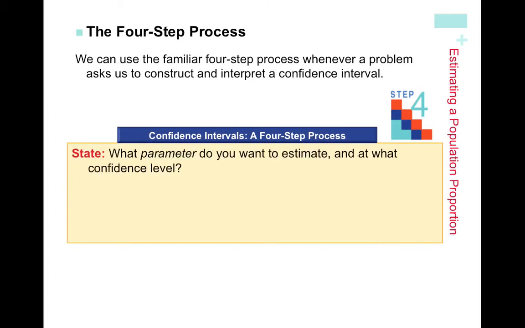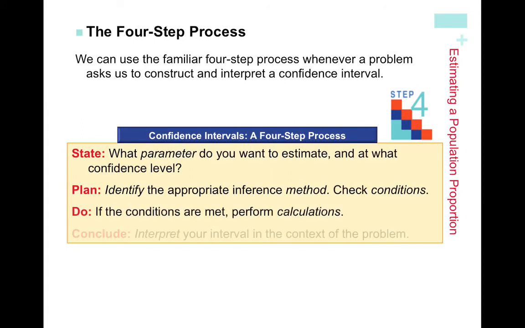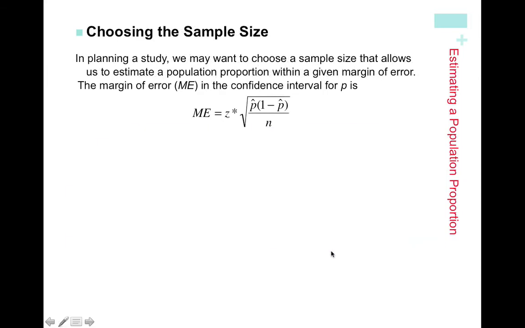Alright, when we did this confidence interval, I introduced these 4 steps to you, and this is where you need to start using them. On the AP test, if you're asked to calculate a confidence interval, you need to follow the 4 steps. I don't care if it doesn't say that, you just need to do that. The first step, state: what parameter do you want to estimate at what confidence level? Plan: identify the appropriate method, so you need to state what method you're using, and check your conditions. If the conditions are met, then you're going to perform your calculations. Conclusion: interpret your interval in context of the problem.